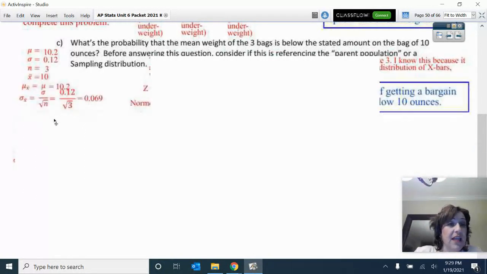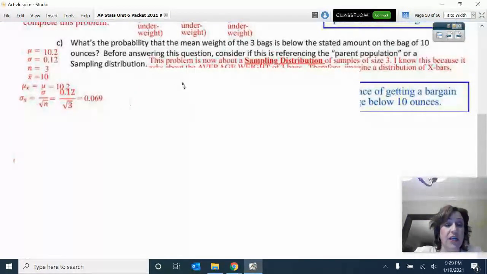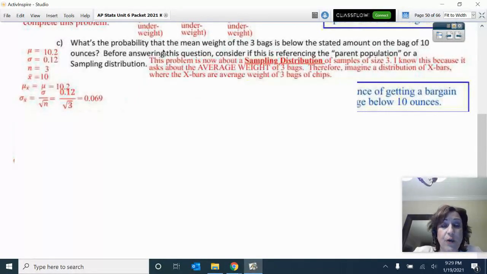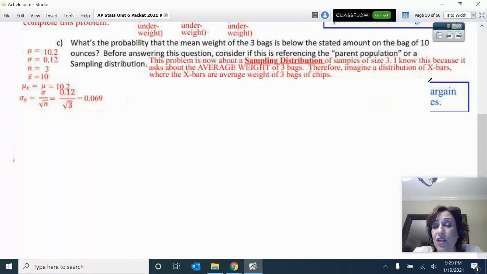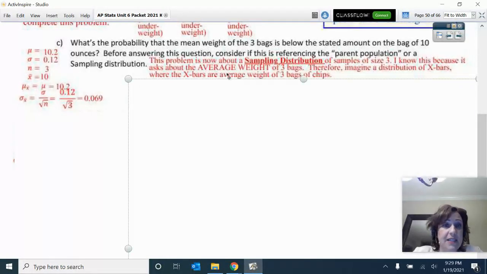So we're now talking about a sampling distribution of a small sample size of size 3. You can see over here on the left what I've got going on. I wrote here, this problem is now about a sampling distribution of samples of size 3. And I know this because it asks about the average weight of 3 bags. Therefore, imagine that this is a bunch of X bars. It's referencing the parent population. But what did it ask? What's the probability that the average of 3 of them is below the stated amount? Okay, so here we go.